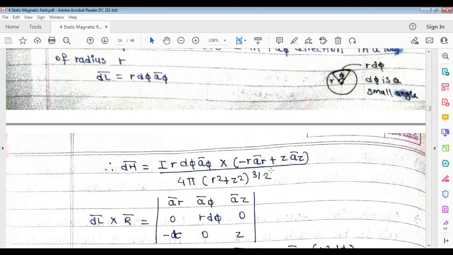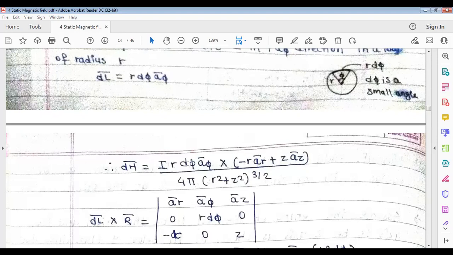Okay. So yesterday I told you to solve this equation and tell me the answer. If anyone solved this example, can you tell me the answer? It means you did not solve, not tried. What will be the cross product of this a bar phi and a bar R? Okay, then now tell me.